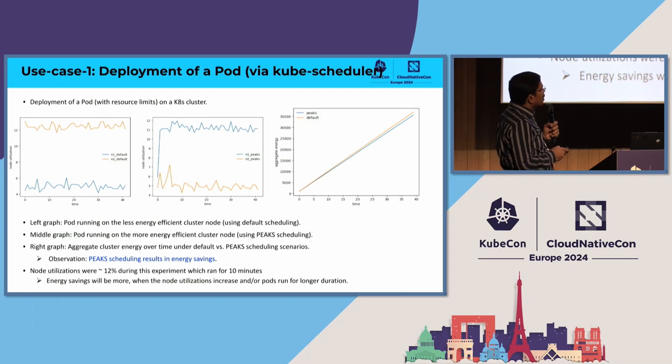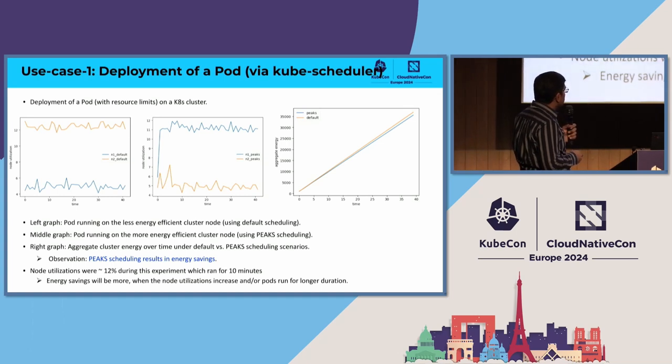The right side graph depicts the energy consumption of the cluster across these two nodes as time progresses. Now you can see that using the default scheduler, a certain amount of energy is consumed, and with Peek's, the amount of energy consumption is lesser. So there is a saving. The gap between these two graphs represents the saving in the amount of energy consumed by the cluster across all its nodes. In this experiment, what we observed is that the saving amounts to roughly 12%.